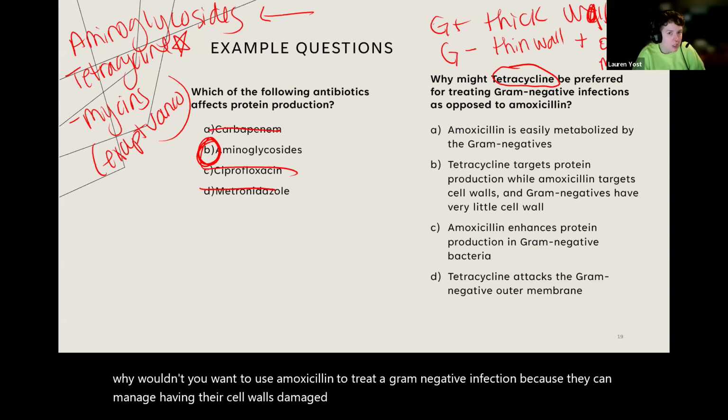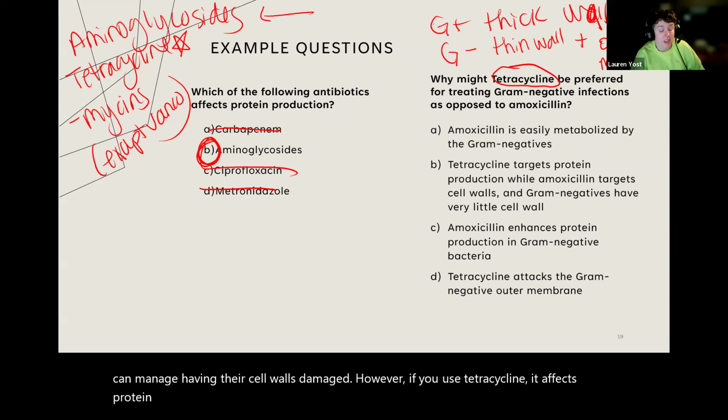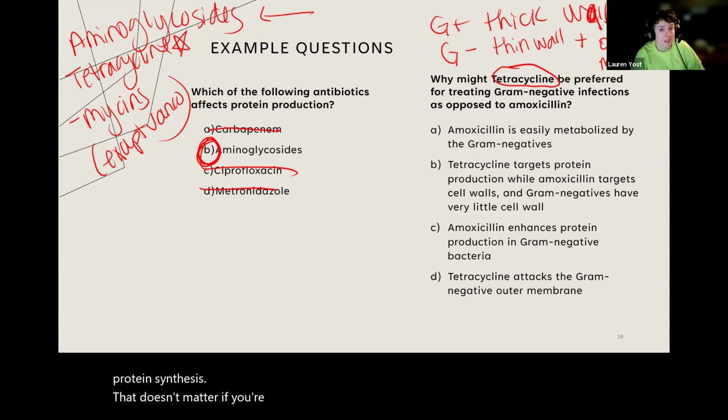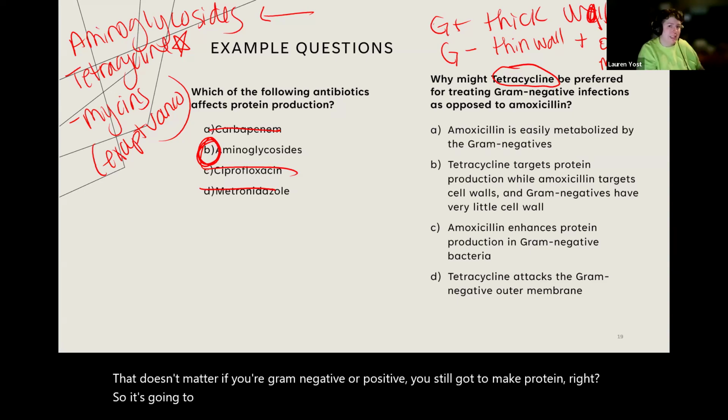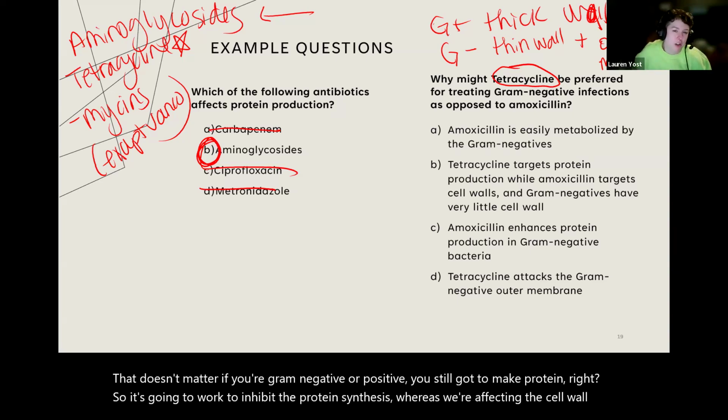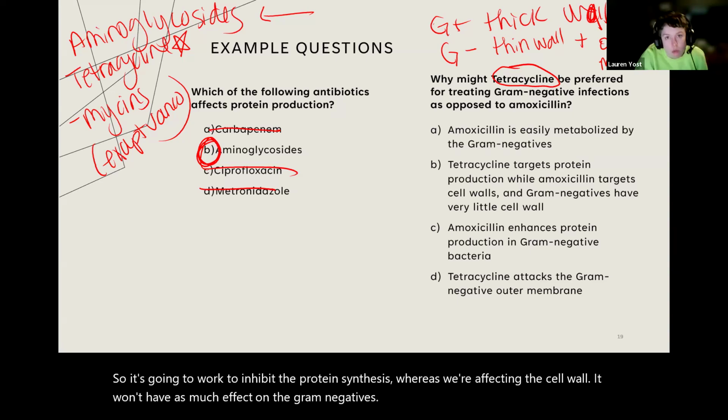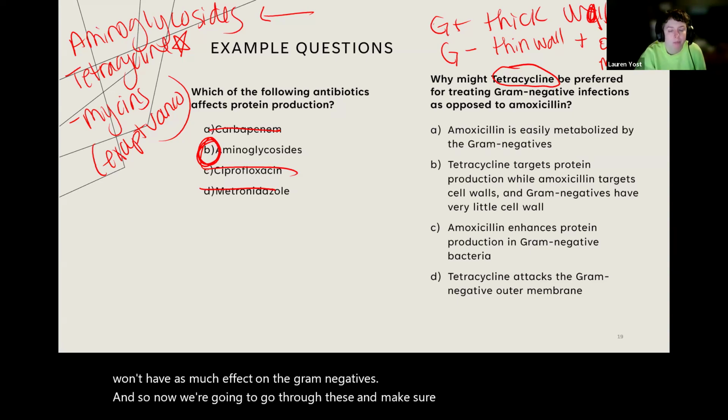However, if you use tetracycline, it affects protein synthesis. That doesn't matter if you're gram-negative or positive. You still got to make protein, right? So it's going to work to inhibit the protein synthesis, whereas if we're affecting the cell wall, it won't have as much effect on the gram-negatives. And so now we're going to go through these and make sure we're making sense of this.